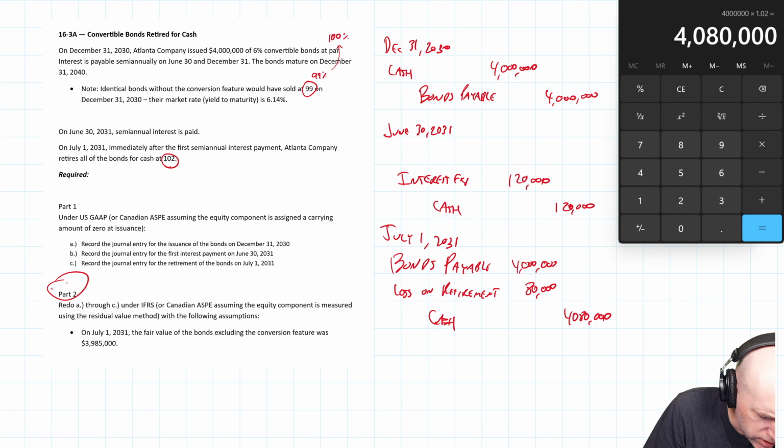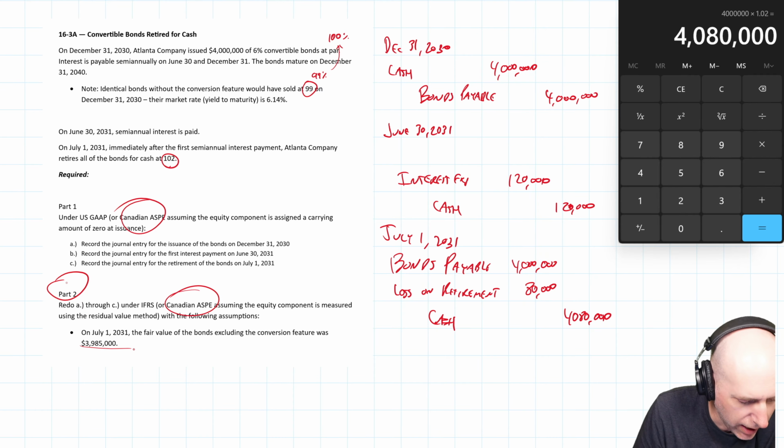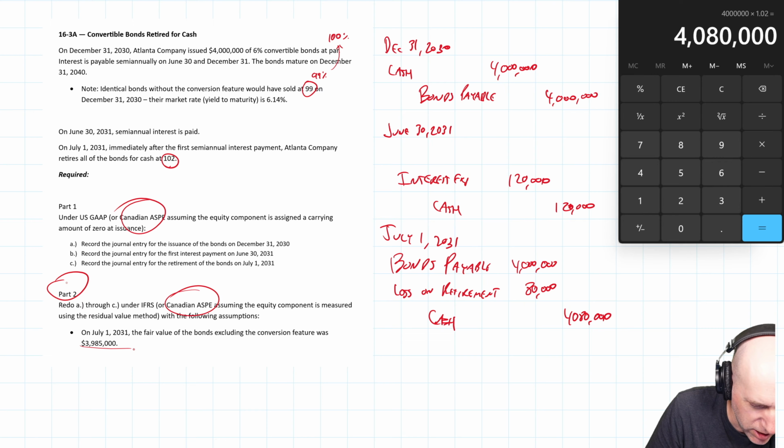It says redo A through C under IFRS or Canadian ASPE, where they make the choice to do it. Canadian ASPE people have the choice to do either one, but let's assume they choose to do the IFRS way with the following assumptions. On July 1st, 2031, the fair value of the bonds excluding the conversion was $3.985 million. That's useful for the retirement, but we don't need that information right just yet.